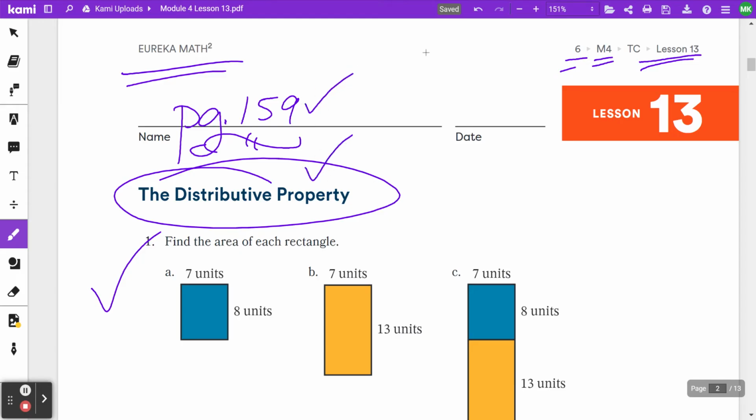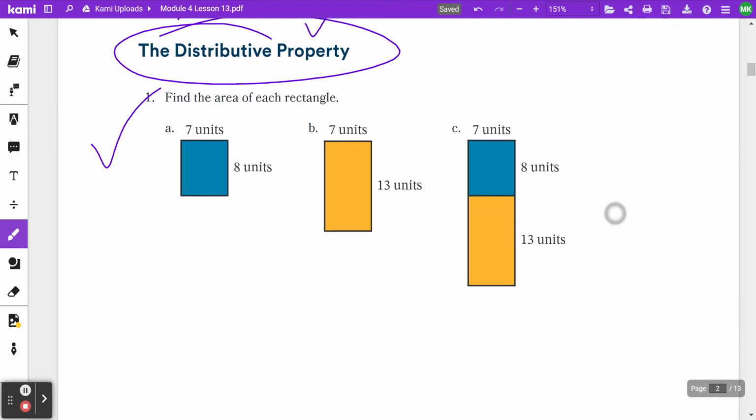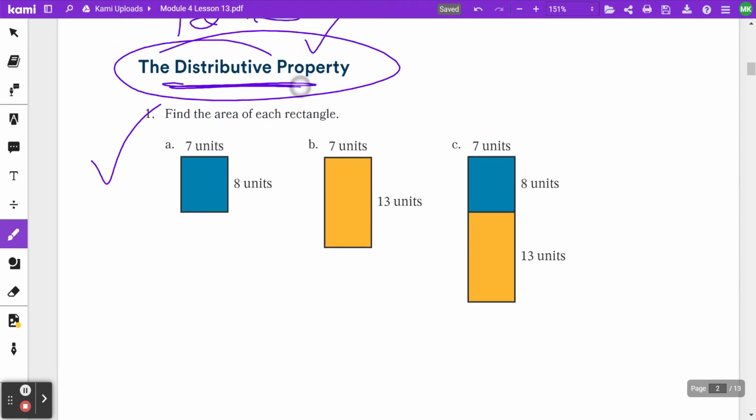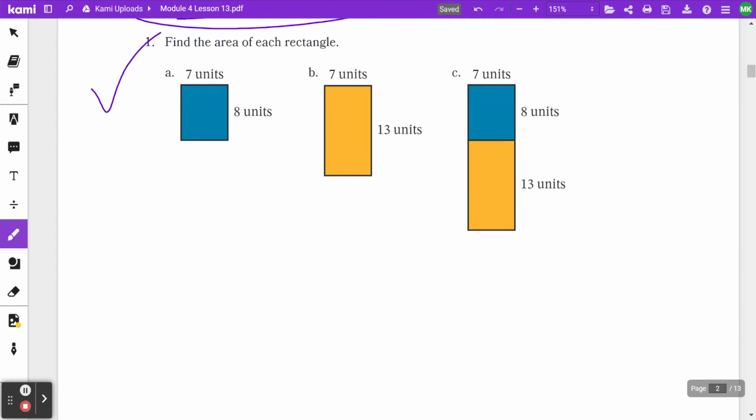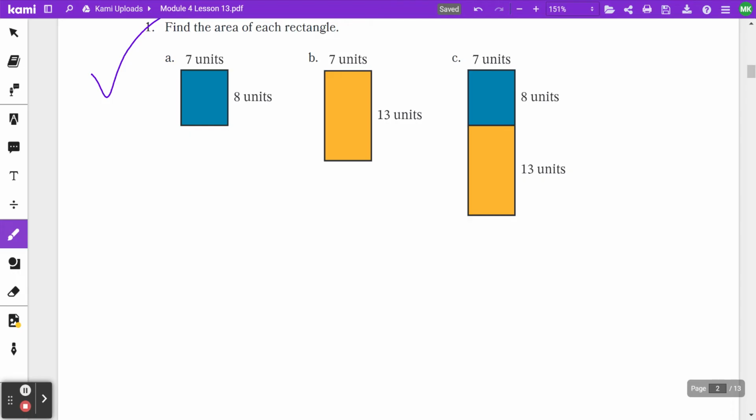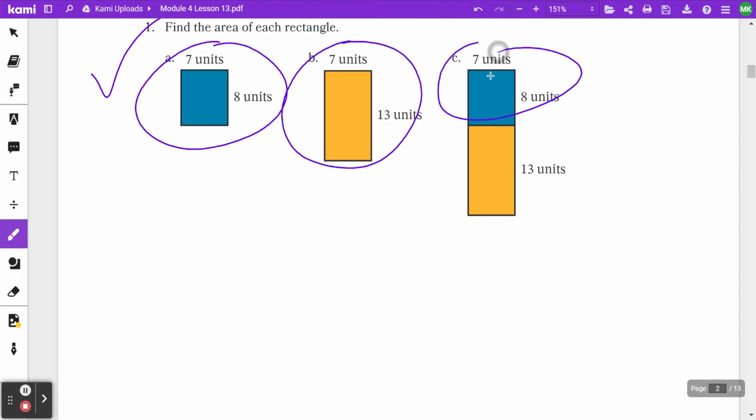So we'll begin on page 159, one of my favorite properties, and it really is what it says, right? It says to distribute, and that's what we're going to be doing. So this page likes to model the distributive property. You can see that I have a rectangle here and a rectangle here, and then those same rectangles are hanging out over here. So here's how it works, right?